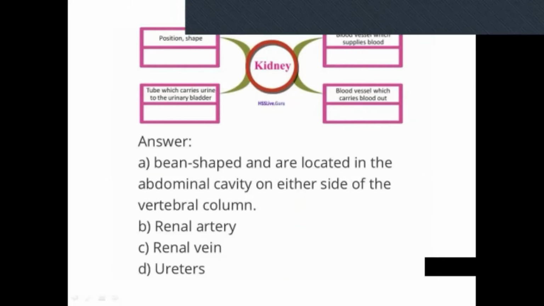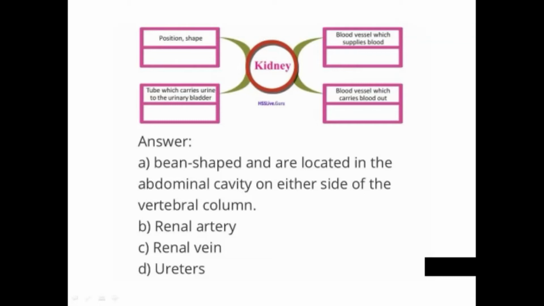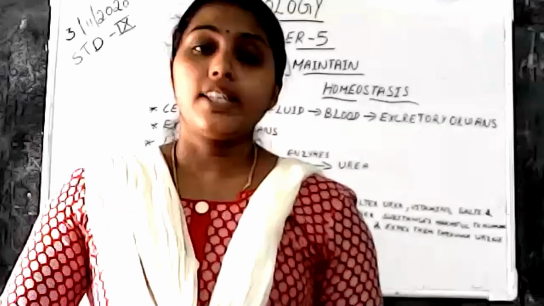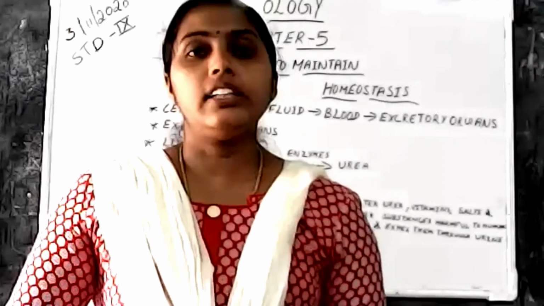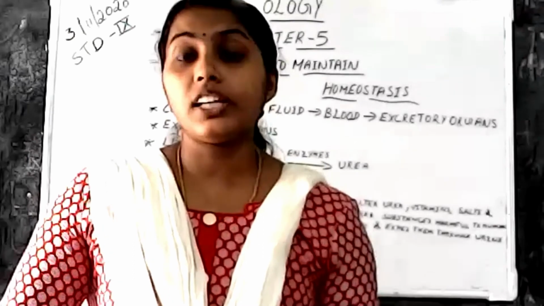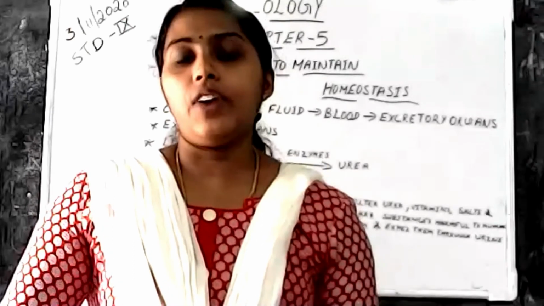The shape of the kidney is bean shaped and it is located in the abdominal cavity on either side of the vertebral column, and the renal artery brings the blood to the kidney, and the renal vein takes the blood out of the kidney, and the ureters carry urine to the urinary bladder. This is about the structure of the kidney. Is it clear? So the kidney is the major excretory organ present in our body.